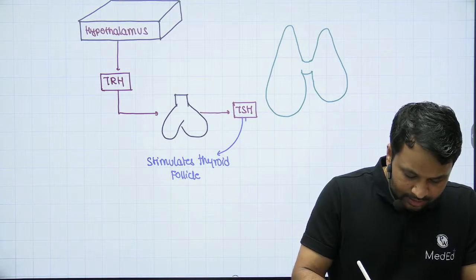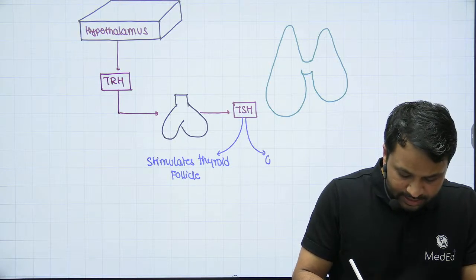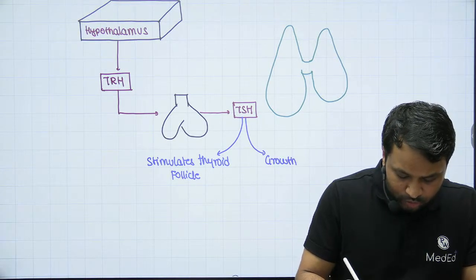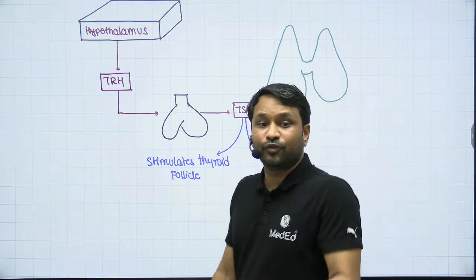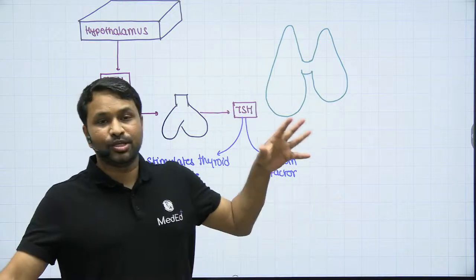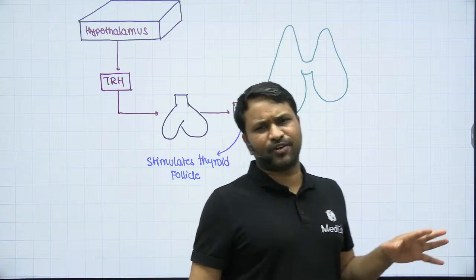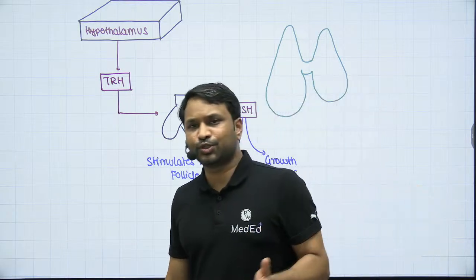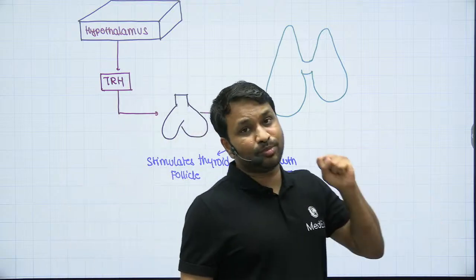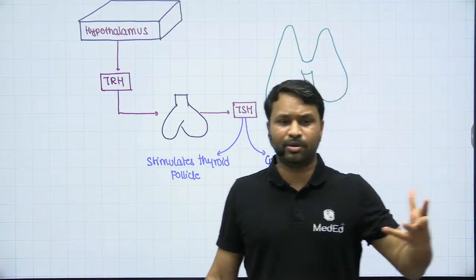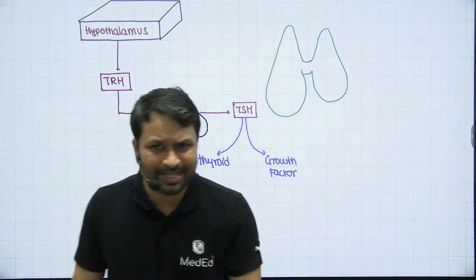On the other hand, whenever the TSH is in excess, it will also act as a growth factor. It promotes the hypertrophy and hyperplasia of a cell, right? So you need to understand that TSH has two basic functions. The major function, of course, is to stimulate the thyroid follicle cells, but whenever it is in excess, it can also stimulate the thyroid follicles to undergo hyperplasia, and this forms the basis of your goiter.